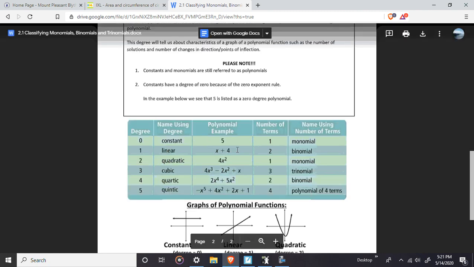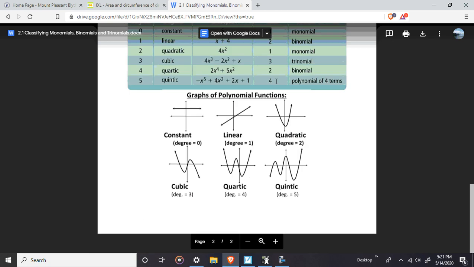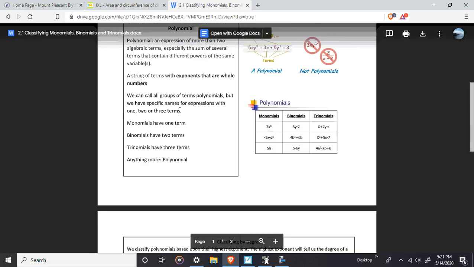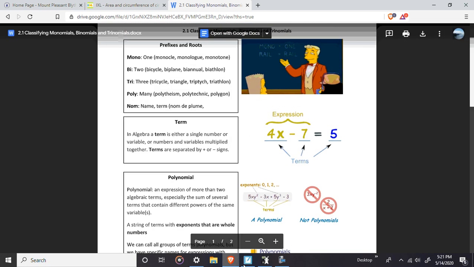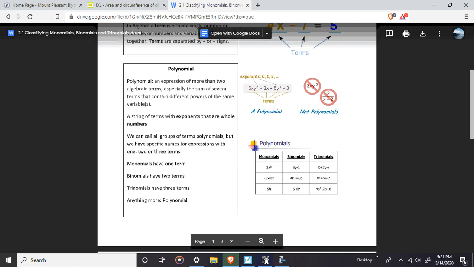So now that you guys have a rough idea of some of the vocabulary, we'll start to talk about what influence all of these things are going to have on the graphs, okay? So please take a look at these notes.